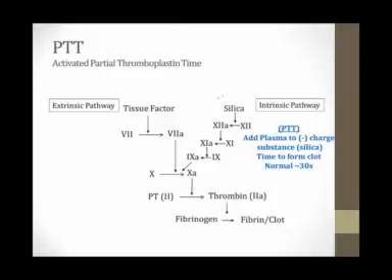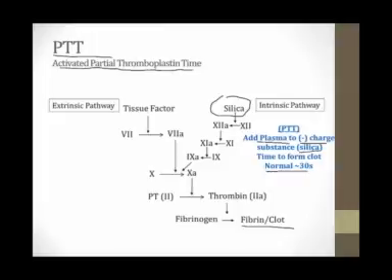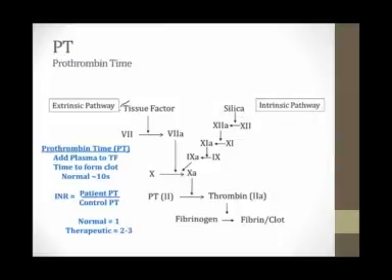When we add a negatively charged substance like silica to a sample and measure the amount of time it takes for a blood clot to form, that's called measuring the activated partial thromboplastin time, or the PTT. You add plasma from a patient to a negatively charged substance like silica, and the normal time to form a clot is about 30 seconds. If we add tissue factor to a blood sample and time how long it takes for a clot to form, that's called measuring the prothrombin time, or the PT. You add a plasma sample to tissue factor and the normal time to form a clot is about 10 seconds.